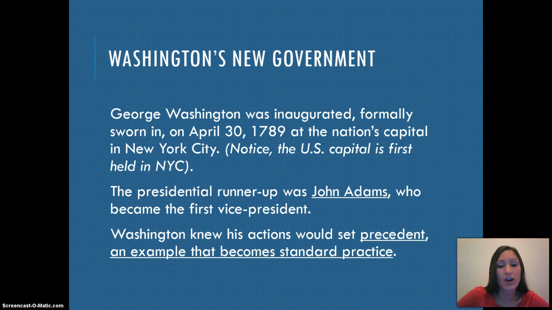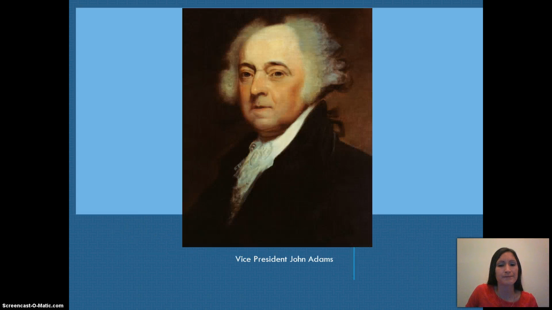The presidential runner-up was John Adams, who became the first vice president. Washington knew his actions would set precedent, an example that becomes standard practice. So he knew that he was, in a way, setting a legacy, that what he did, presidents after him would follow. So he had a big role. Here's our Vice President, John Adams.